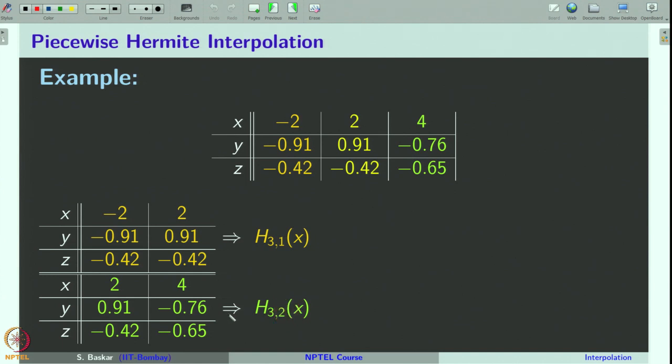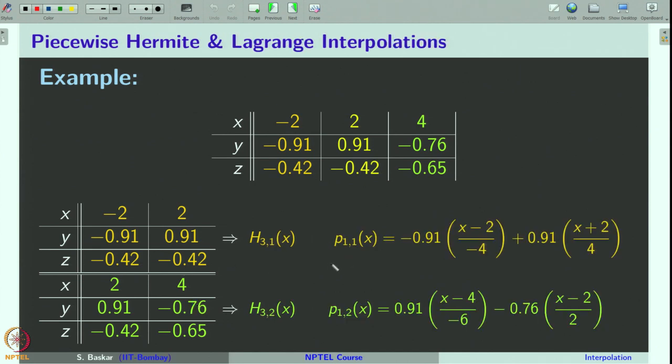Remember, with the same node points with only the function values, we can also obtain quadratic interpolating polynomial in the Lagrange or Newton form, or we can also find piecewise linear polynomial interpolation, right? You can see that the piecewise linear interpolating polynomials with the same data set can be given like this. Here p11 of x is the linear interpolating polynomial written in the Lagrange form coming from the first piece of the data set, and p12 of x is the linear interpolating polynomial again written in the Lagrange form coming from the second piece of the given data set.